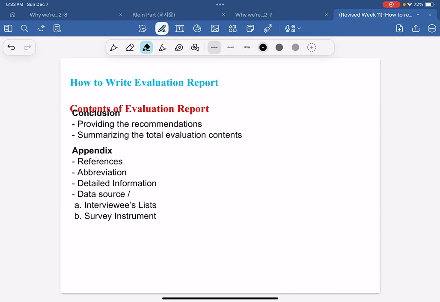Usually there are references, abbreviations, detailed information, actually the survey questionnaires, and then data sources, right? And data sources should include interview lists and survey instruments, right? And this is the additional content of evaluation report. Therefore, in the last pages, the appendix should be added.